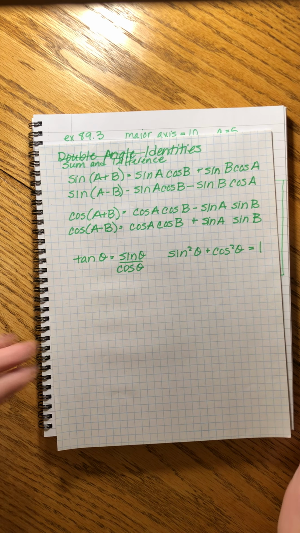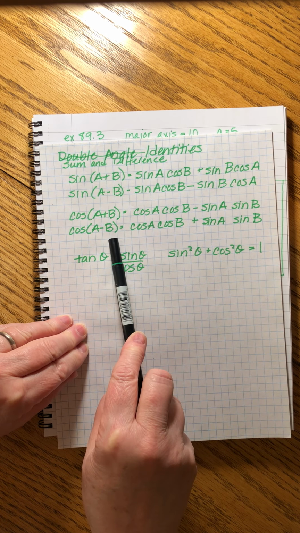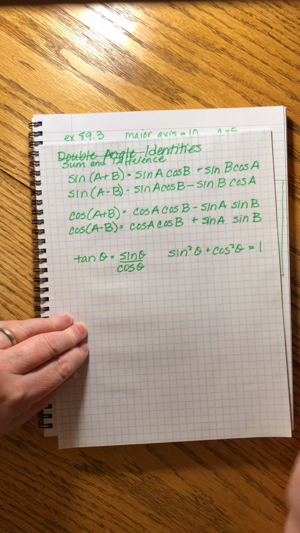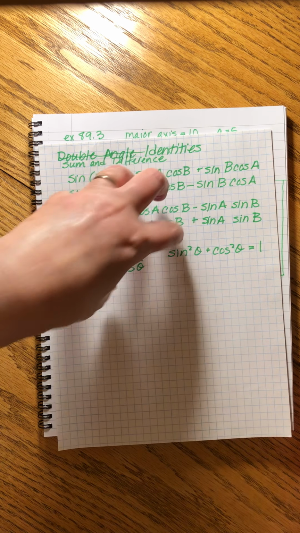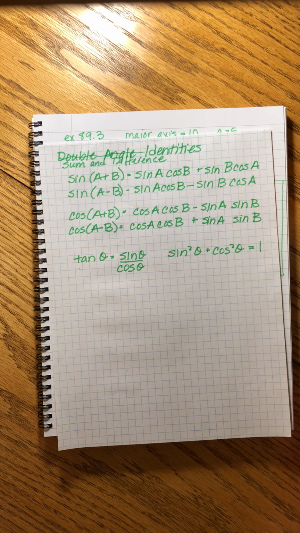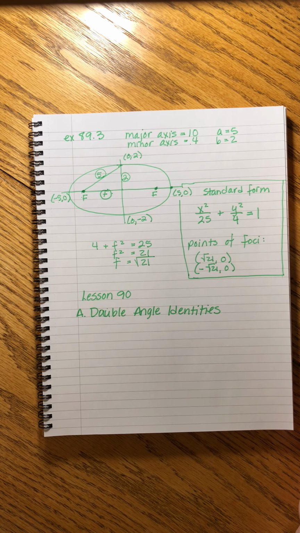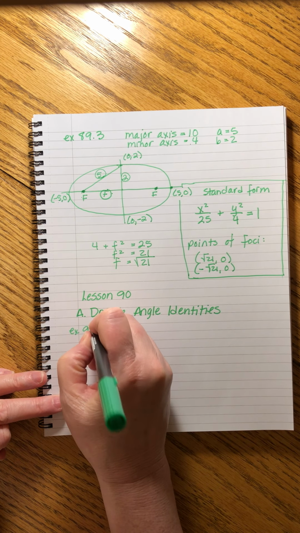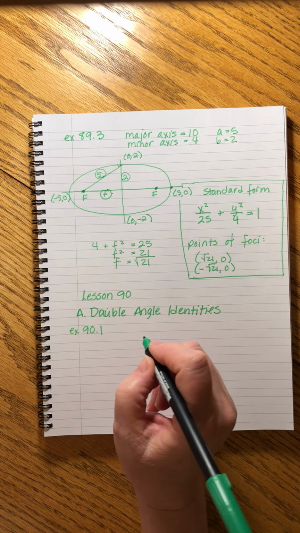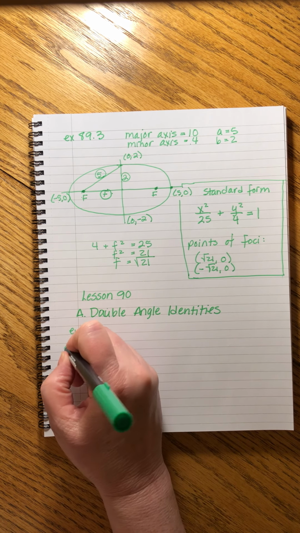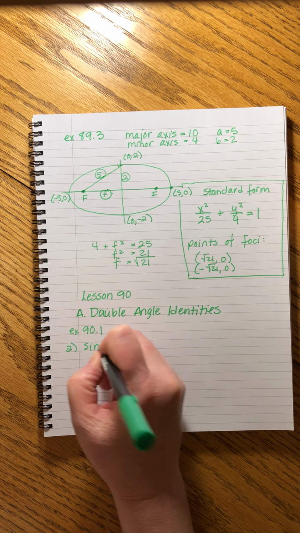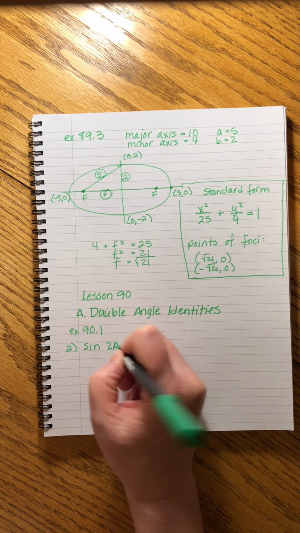What we have to learn how to do is manipulate these, mostly these, but we're going to use these 2 tools as well. We're going to manipulate these to get what we call the double angle identities without having to memorize anything new. This is crucial because we don't want to memorize any more than we have to, okay? So let me show you how we're going to develop those. Example 90.1. Develop the identity for A, the sine of 2A.